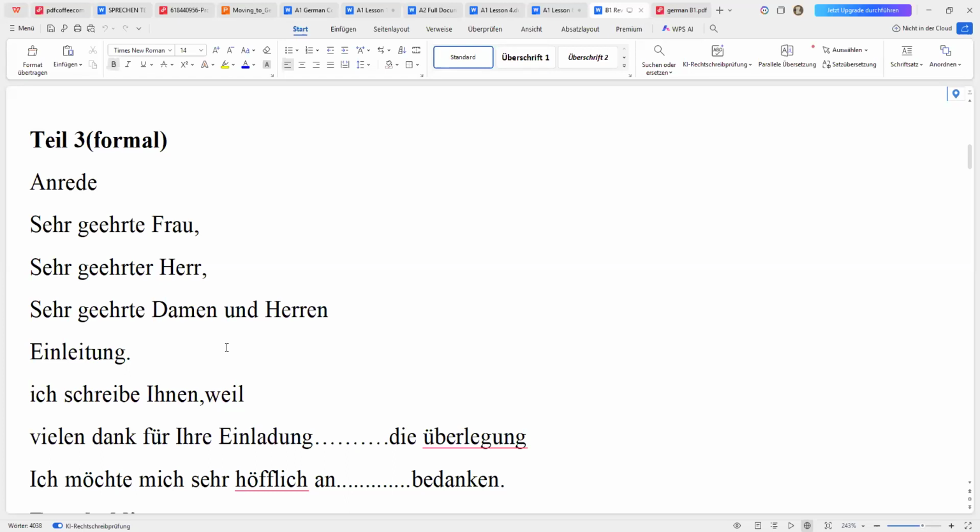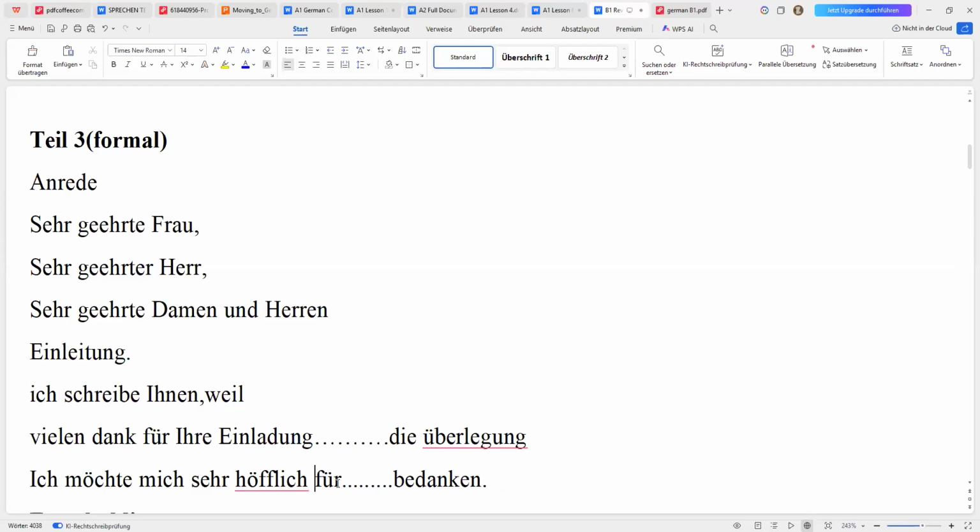If you've been told to start by thanking the person, start by saying, vielen Dank für Ihre Einladung or für die Überlegung, or ich möchte mich sehr höflich für ... bedanken. It depends. Some Teil 3 always tells you to start by saying thanks.